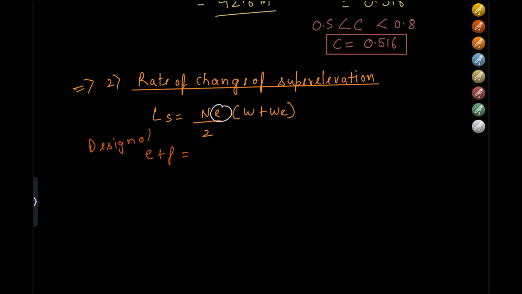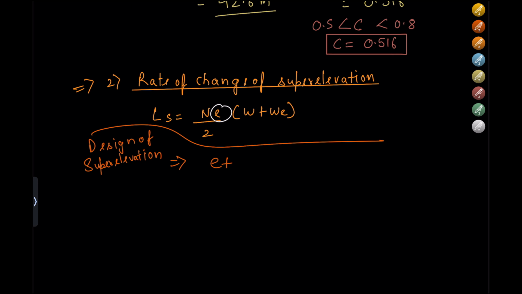design super elevation, right? E plus F is equal to V square upon 127 R. F is to be taken as 0 and E is equal to V square upon 225 R.